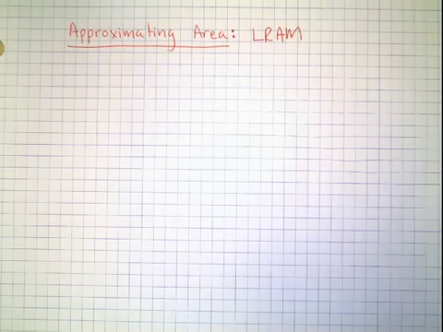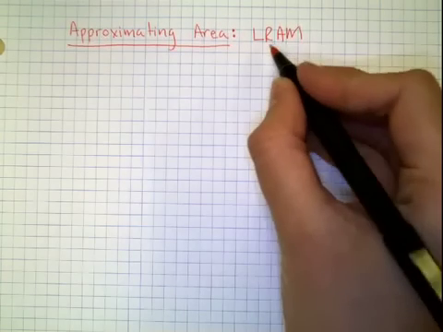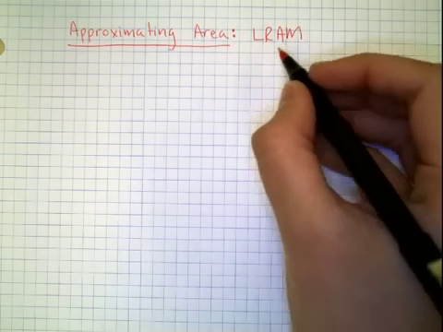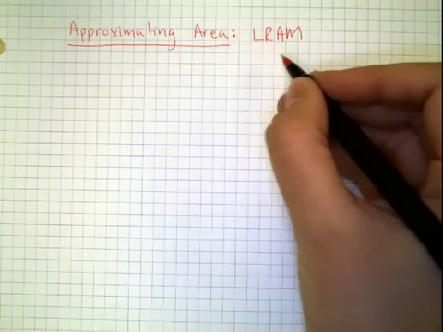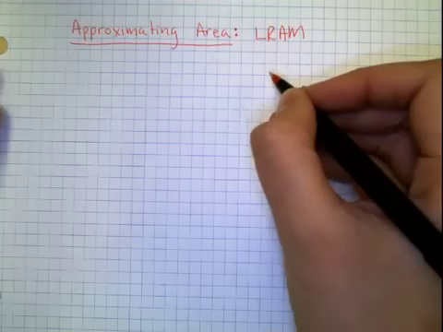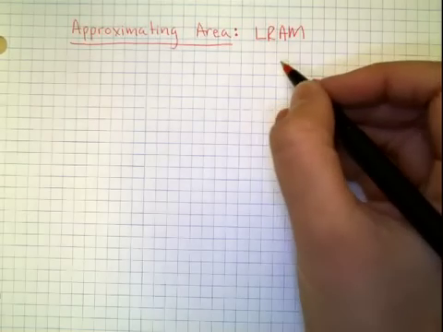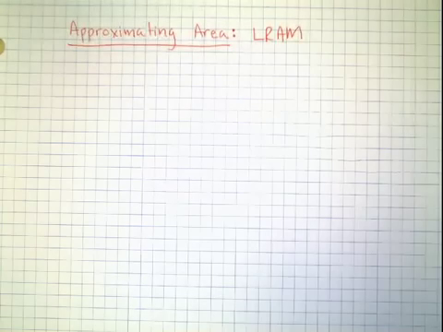Okay, this video is all about how to approximate area, and there's lots of different methods on doing this. We're going to talk about one method in particular called left-handed rectangular approximation method, or I just call it LRAM. L for left, it's easier to remember. And what this is all about is finding the area of a shape where you don't have a memorized formula.